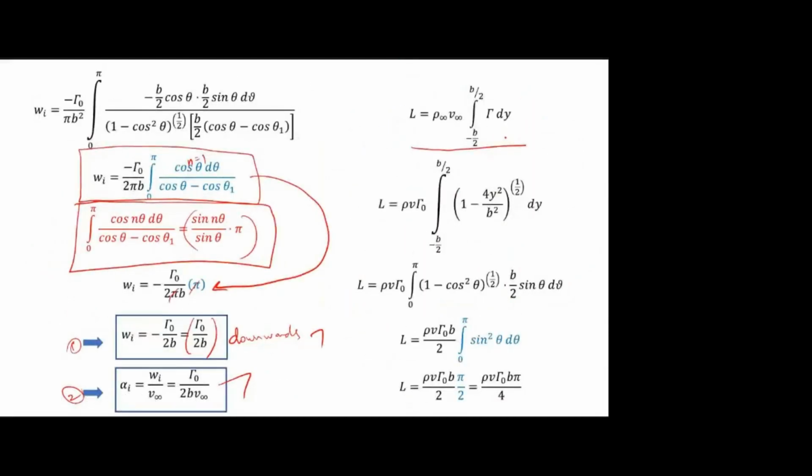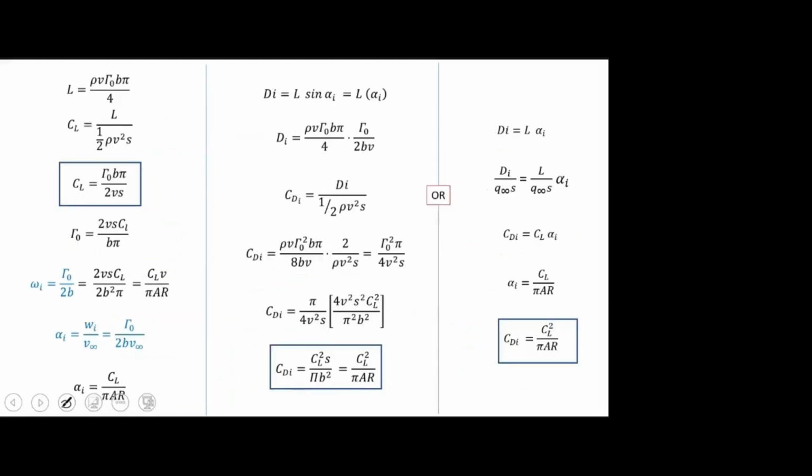Rho V gamma dy. So we know gamma naught into 1 minus 4y square by b square. Substitute, then we have to do the coordinate transformation from y to theta. Substitute, then simplify, we are getting this term rho V gamma naught b by 2 integral sine square. The integral of sine square is pi by 2, then cancel and simplify, we are getting this lift equation. So everything is simply substitution and simplification. Gamma equation, then y to theta, then simplify. That's it.